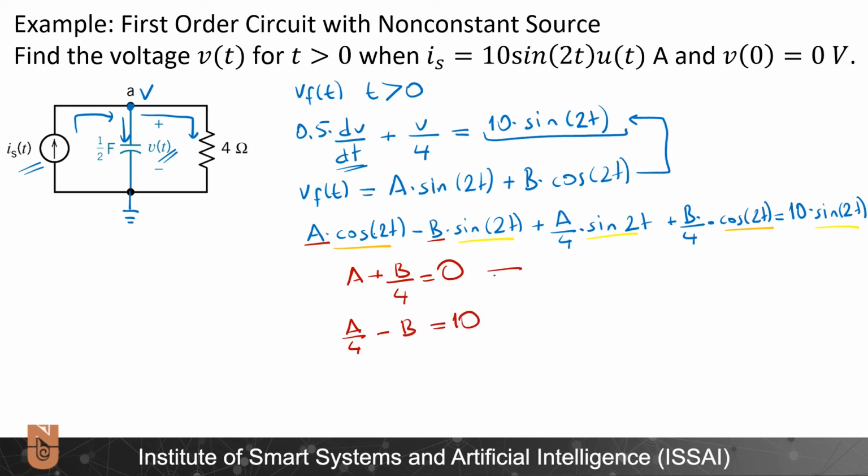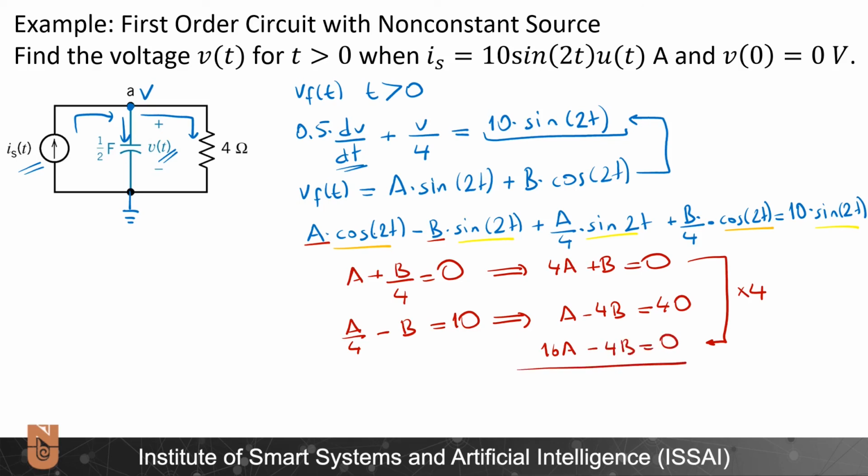Let's simplify a little bit. 4A plus B is equal to 0. And here I have A minus 4B is equal to 40. So I will multiply this first equation by 4. 16A minus 4B is equal to 0. And I will add these two equations. I end up with 17A is equal to 40. From here I calculate A is equal to 40 over 17.